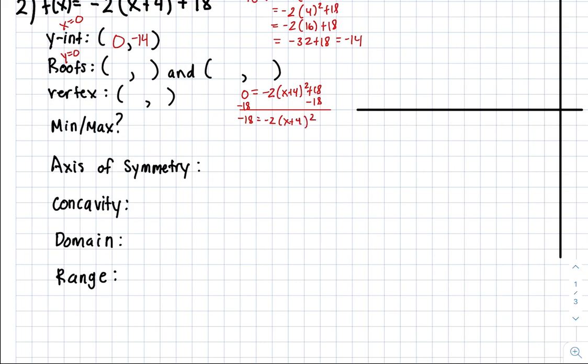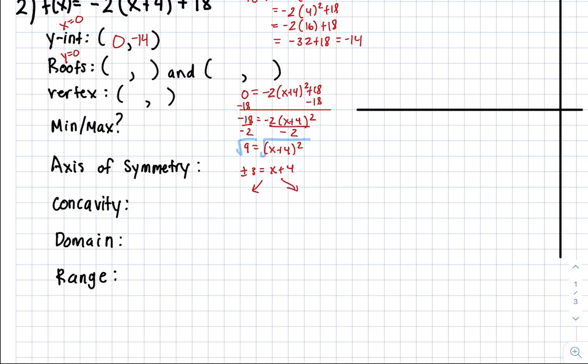Now we need to get rid of that negative 2, right? So you've got to divide both sides by negative 2. Lastly, we need to square root both sides so that we can isolate our x. We're going to get plus or minus 3, so we'll go to x plus 4.